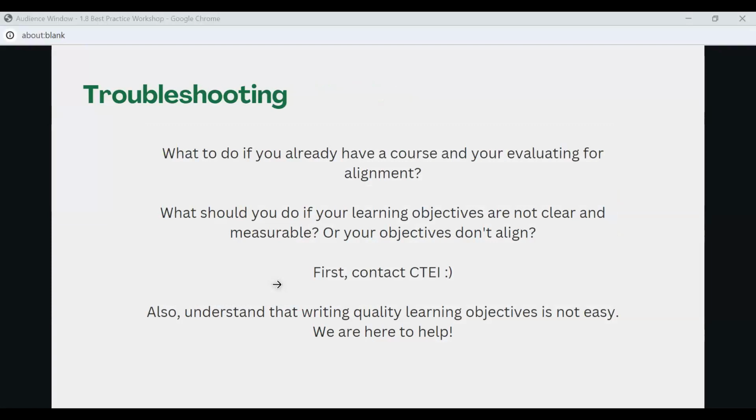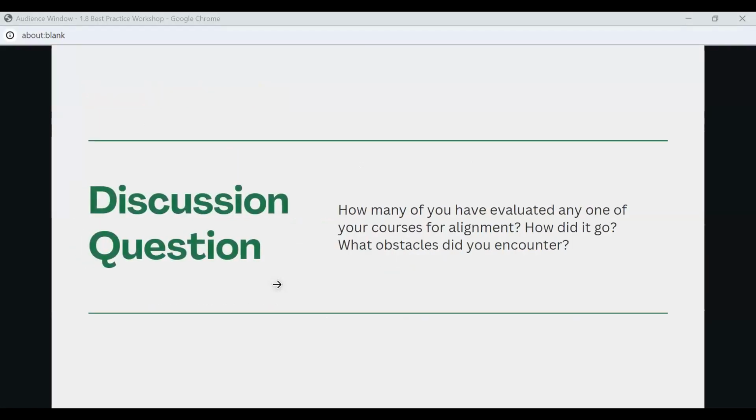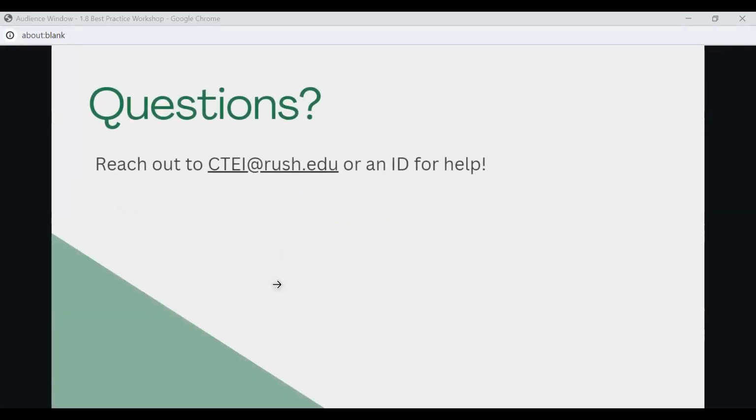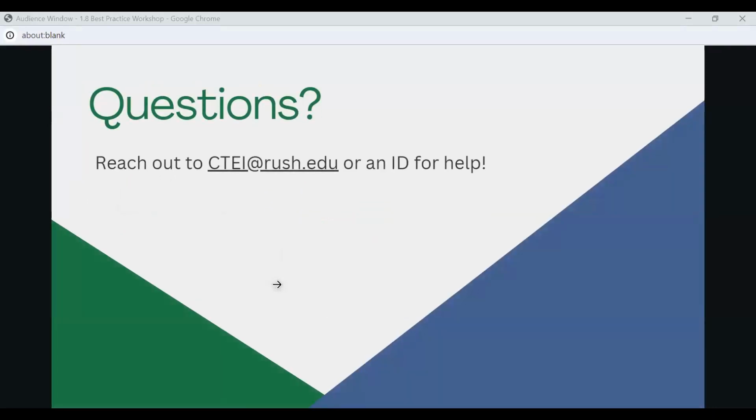So we have a minute or two, but when troubleshooting, I would say, most importantly, if you're struggling to do this, writing good learning objectives isn't easy. It can be quite hard and very challenging. Something that may look very simple at first glance can be difficult to write clearly and succinctly so that it specifically refers to a learning goal.